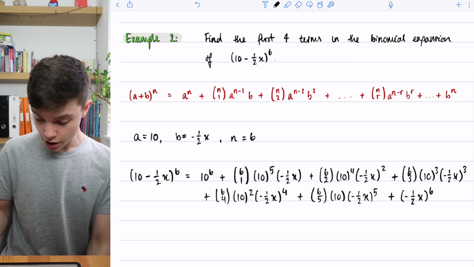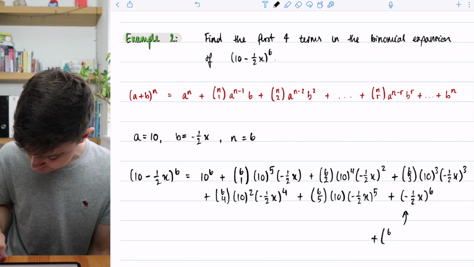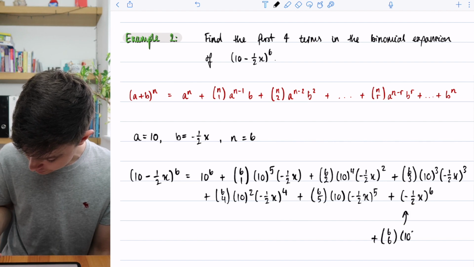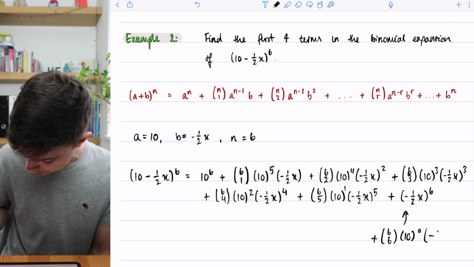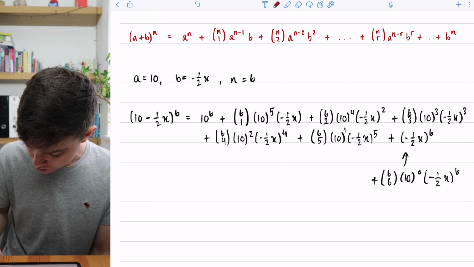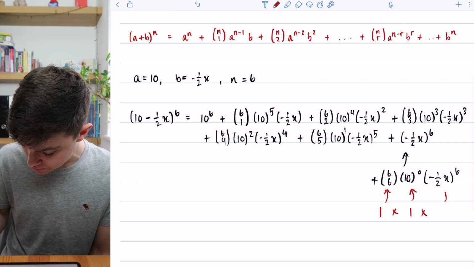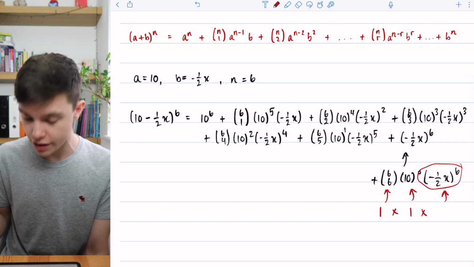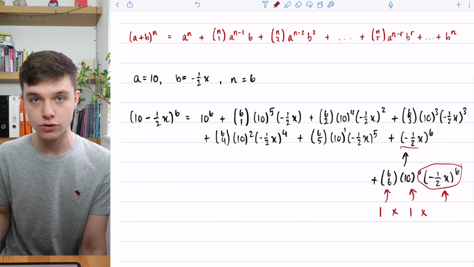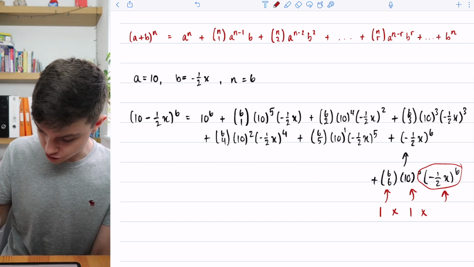If you wanted to, you could, like I said in the previous example, write this term as 6 choose 6, 10 to the, well, it was a power of 1 here, so decrease it to 0. And then minus a half x to the 6. But we know that 6 choose 6 is 1, times 10 to the power of 0 is 1, times that. So actually it's just that bit of the term. That's why I just write that down straight away. Okay, hopefully that makes some sense.